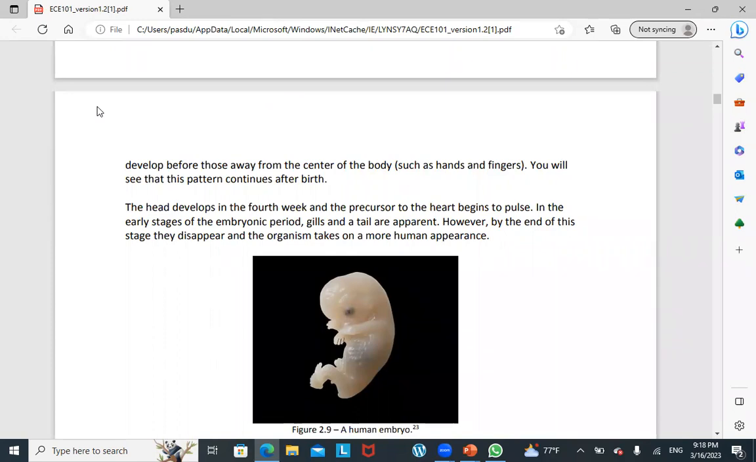Okay, right. The head develops in the fourth week. By the fourth week the head develops, right? And the precursor to the heart begins to pulse. The heart begins to pulse around this time.